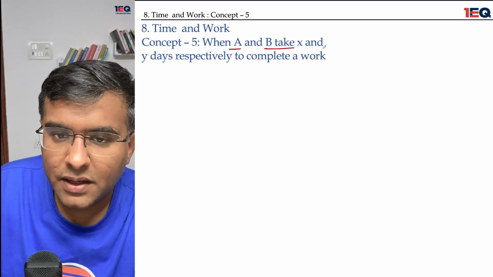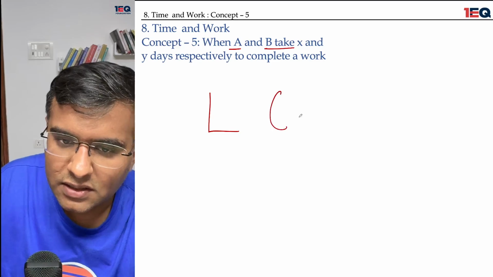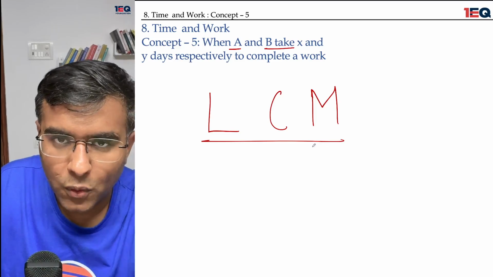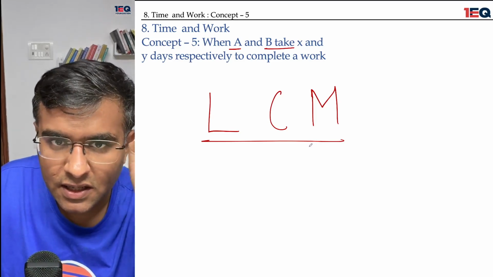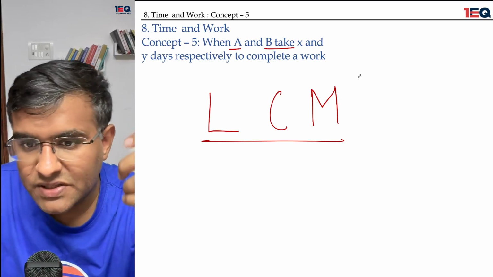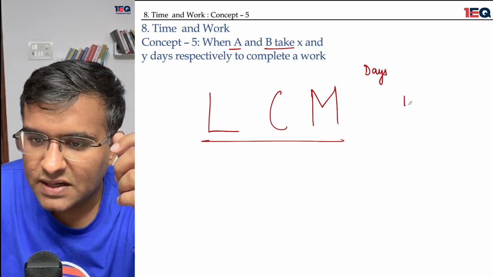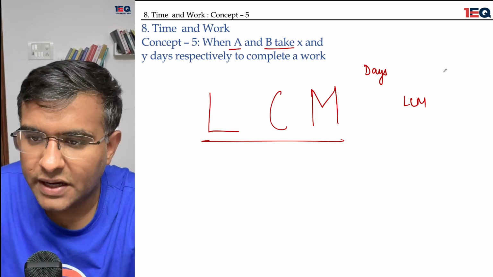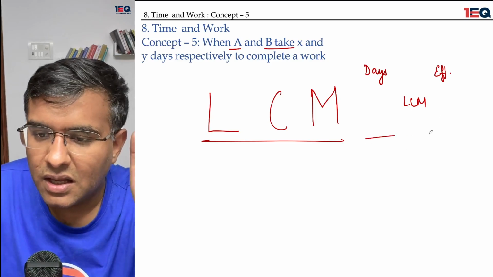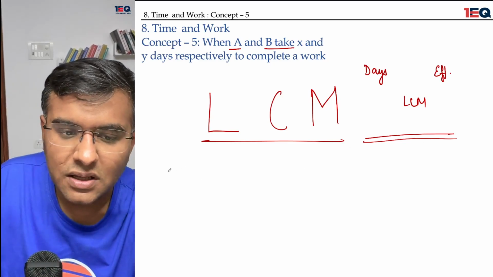When A and B take X and Y days respectively to complete a work, this entire area is going to be based only and only on LCM. Okay? This entire area is only and only going to be based on LCM. What happens with LCM is, on one side we have days, in the center we have LCM, and on the right hand side we get efficiencies.